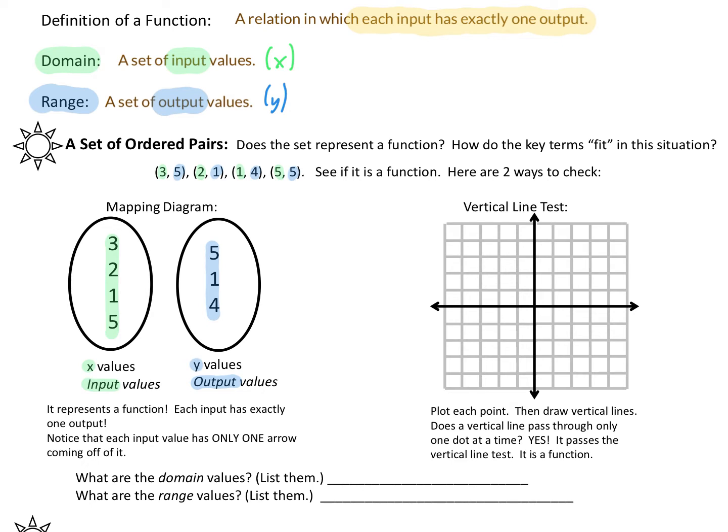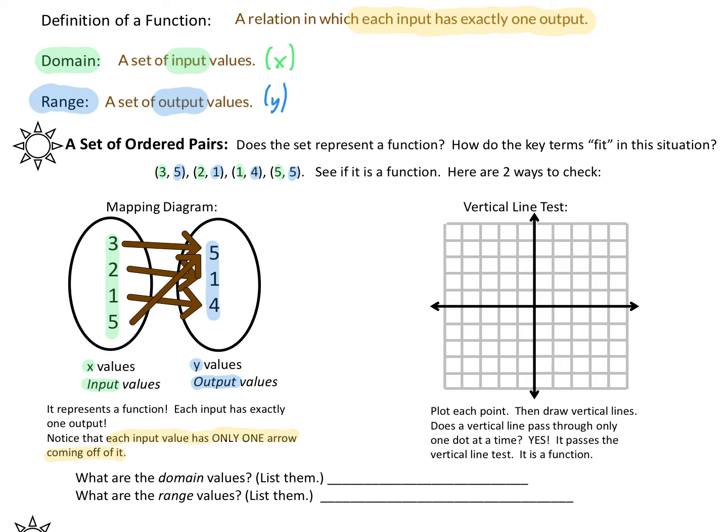Now we're going to draw arrows mapping each input to its corresponding output. So we map 3 to 5, we map 2 to 1, we map 1 to 4, and we map 5 to 5. Since each input has exactly one output, this represents a function. Notice how each input only has one arrow coming off of it.